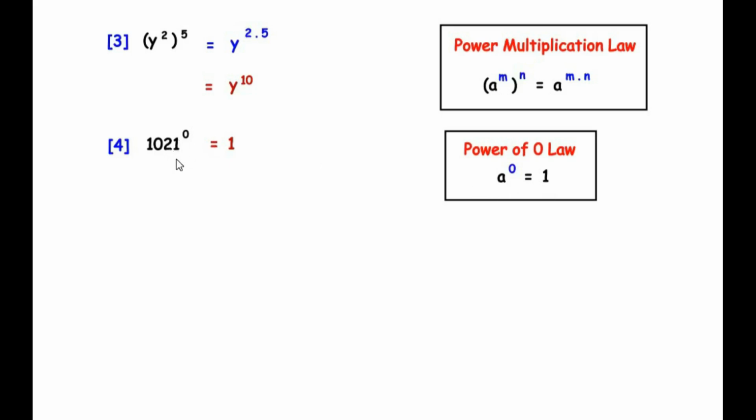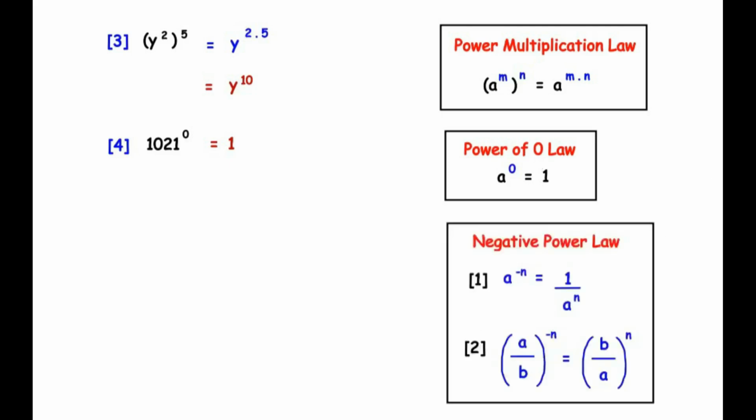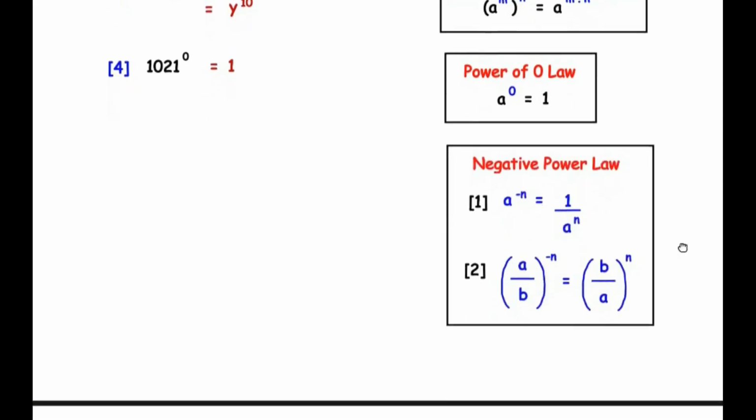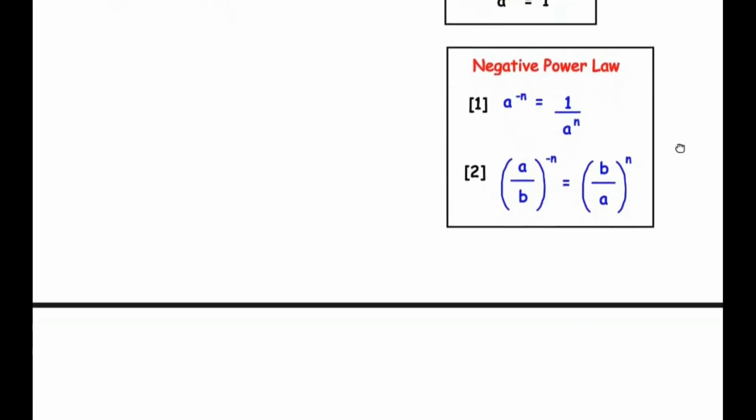So here we have written an example where the base is 1021 and this base is raised to 0. So we can see that we have got the answer as 1. So this represents the power of 0 law. Now the next law is negative power law. Now this is one of the most important laws to be remembered and it has two types as well.